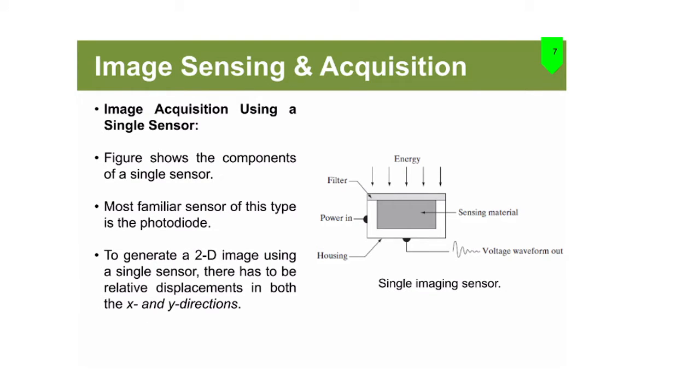First, what is a sensor? How the image is acquired through a single sensor, we will see now. This figure shows the components present in a single image sensor. The most familiar sensor of this type is the photodiode. To generate a 2D image using a single sensor, there has to be relative displacement in both the x and y directions. Light energy is given to the diode, and according to the image intensity, we get the output voltage.